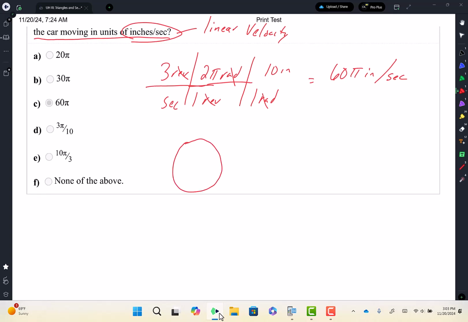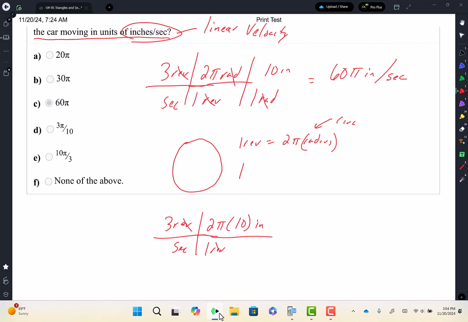Do you agree that 1 revolution is equal to 2 times pi times radius? That's my circumference. This is the circumference of a circle. Do you guys agree? So you could have done this. You could have said, I could have gone 3 revolutions per second. And in 1 revolution, what's the distance you cover? 2 times pi times 10 inches. And then there it is. You got inches per second. But notice, it's the same answer. Do you guys notice that? See? It's the same answer.